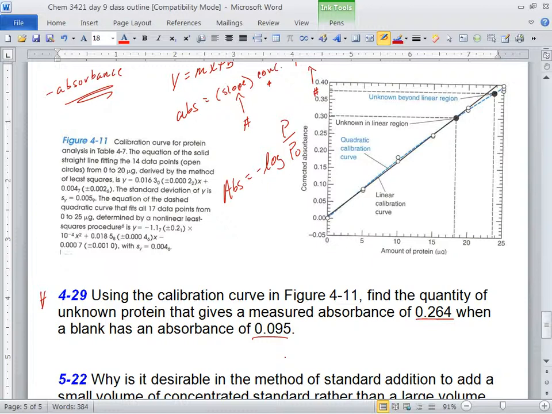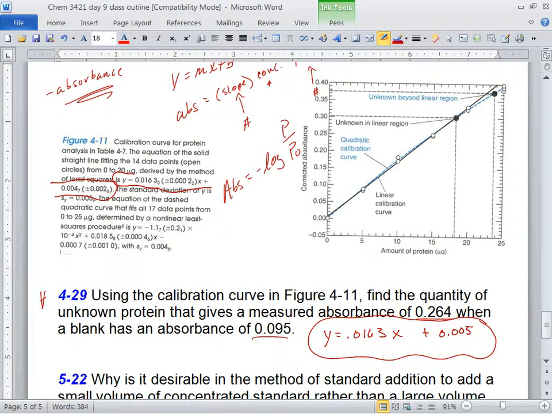Can you make it out? I don't know, let's just pick one. So y equals 0.0163 x plus 0.005. I'm just leaving those uncertainties out because we don't need them. Okay, so here's my equation for my straight line.